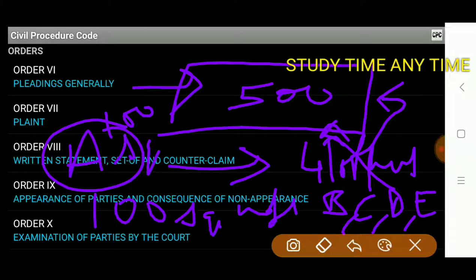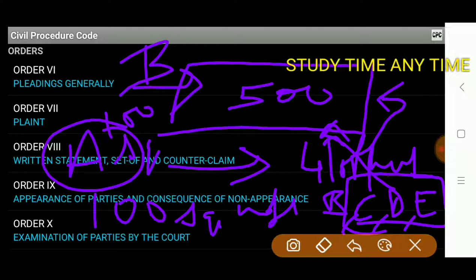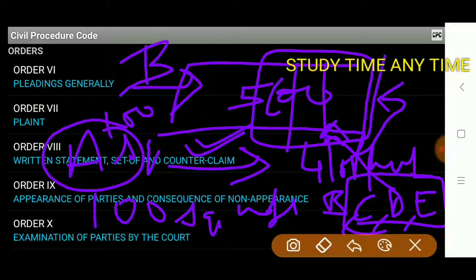A has said that I am the owner of the portion of 100 square yards out of 500, and this 500 is in possession of B alone. The others, C, D, E, on giving a written statement, will file a counterclaim to this, that yes, we also have a share of 100 square yards. In this way the court will decide the matter on the merits.